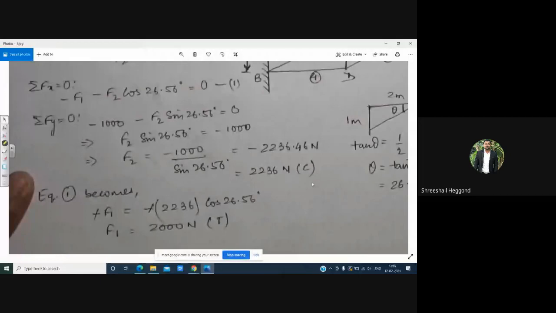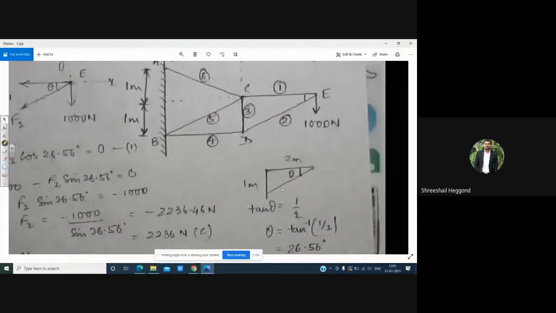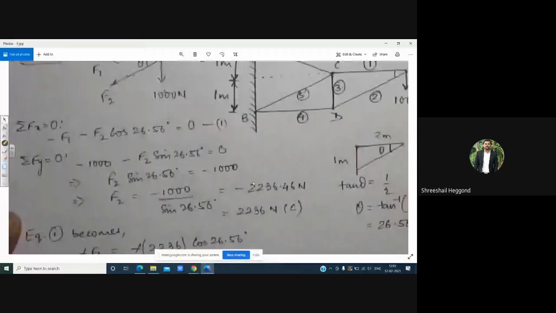In the last class, we solved this numerical. How do we get the theta value? That is by tan inverse. We don't know the theta value, but we know the dimensions. Horizontal is 2 meter, vertical is 1 meter for the triangle. By applying the tan rule, theta equals tan inverse of 1 divided by 2, the dimension ratio. That gives theta as 26.56 degrees, and then that theta value is substituted in the equation.